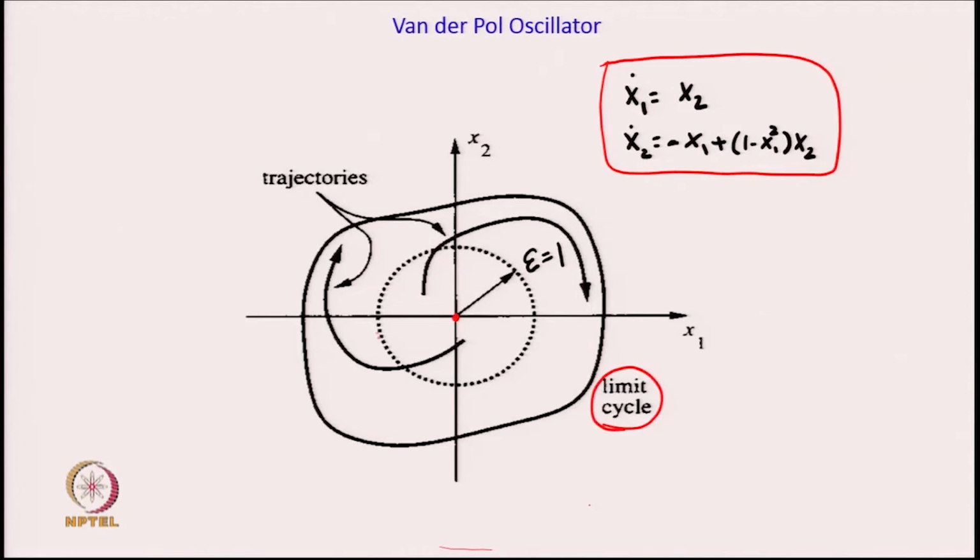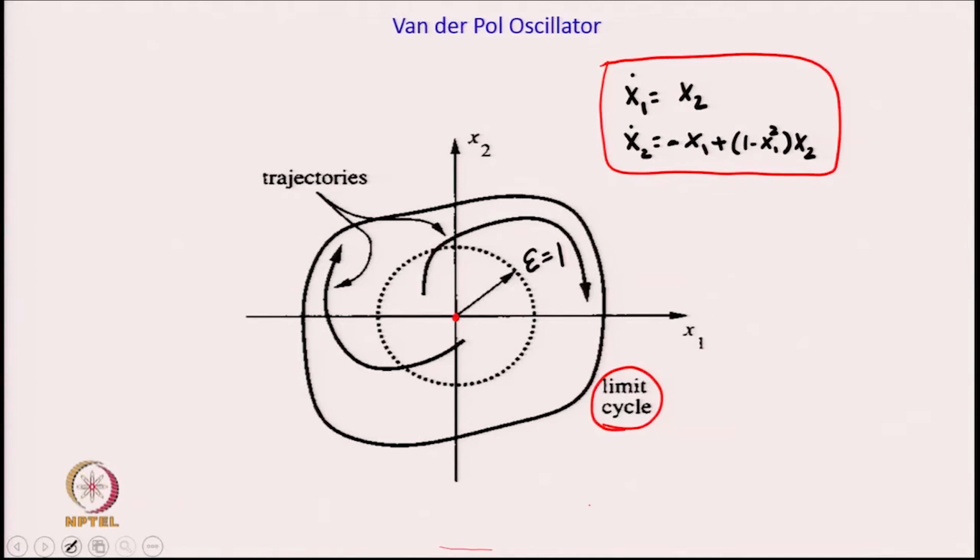So, if we construct an epsilon ball of radius 1 which lies within the limit cycle, then can we find a delta ball wherein my initial conditions lie such that for all future time the trajectories stay within this epsilon ball of radius 1? The answer is of course no, because these trajectories eventually will escape from this epsilon ball and converge to the limit cycle. So, this is an example of a system whose equilibrium point is unstable.